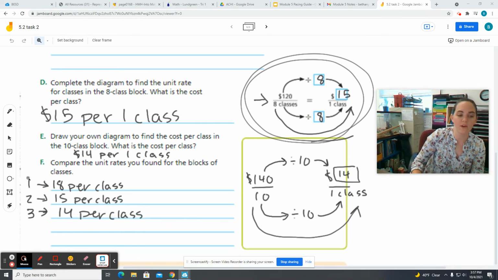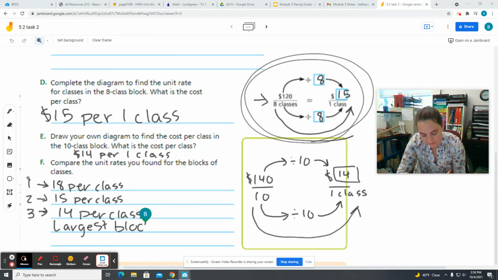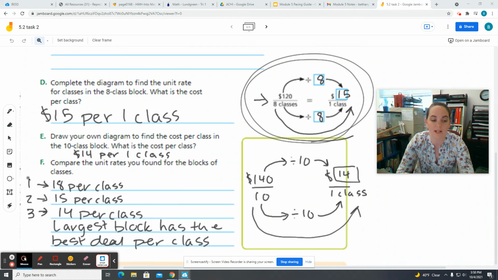So when we compare these together, right, when we compare the rates we found for the blocks of classes, okay, we can say, right, that the largest block has the best deal per class. Because it appears that the more classes you sign up for, the cheaper each individual class is, right? So if you're going to take the dance lessons and you're really serious about it, sign up for the 10 lessons because it's a lot cheaper. Okay. All right. Once you finish writing that down, go ahead and move on to task 3.